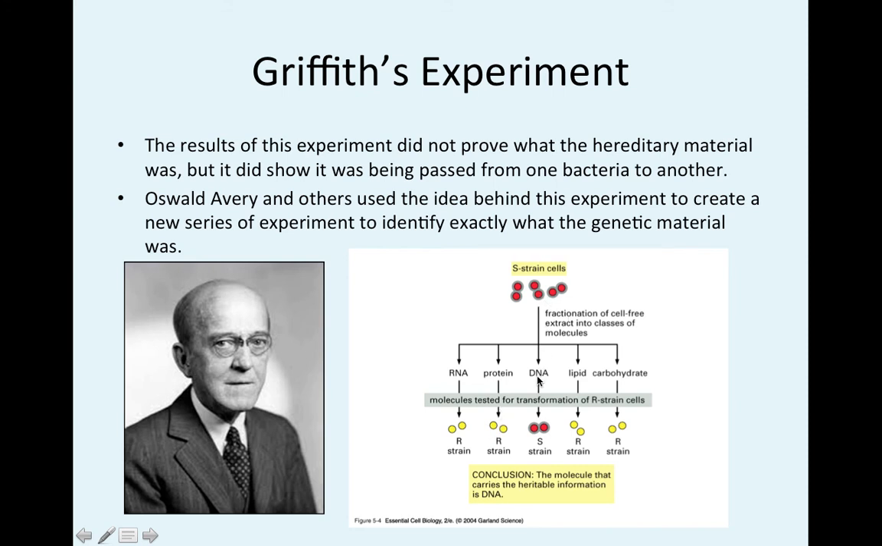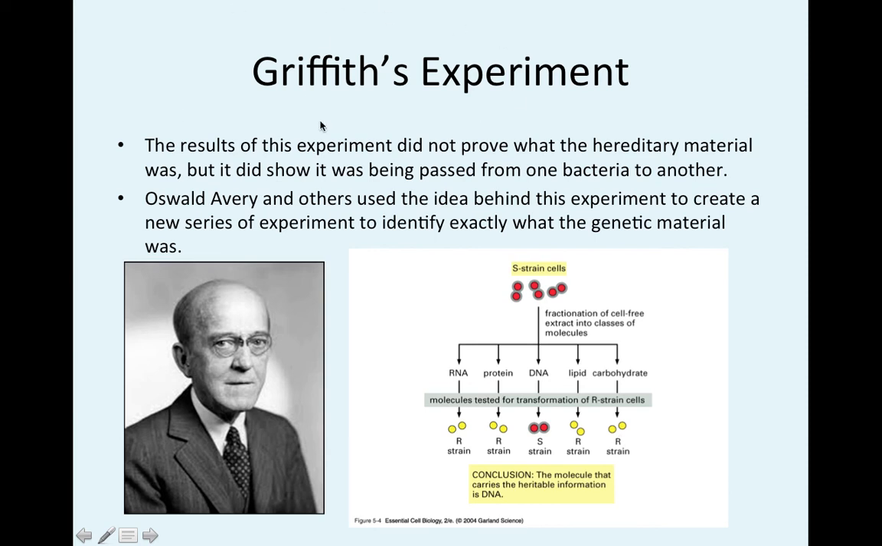If protein was the genetic information, it'd be able to transform the R strain. Then he said, okay, I'm going to take the DNA out of the S strain and put the DNA from the S strain with the R strain, and oh, look at that, it transformed it into an S strain. Just to confirm it, let's make sure lipids aren't transforming them. So I'm going to put lipids from the S strain in with an R strain, and there was no transformation. Then I'm going to take carbohydrates from the S strain, put them in with the R strain, and there's no transformation. Okay? So that was Griffith's experiment.